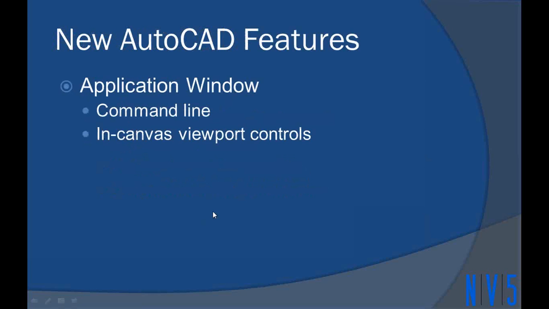All right, so let's look at some new features. I'm going to start off, and I'm going to try to kind of cluster these. We're going to start off just looking at the overview, the AutoCAD window, and we're going to talk initially about how the command line has been enhanced, and then they've added what are called in-canvas viewport controls.